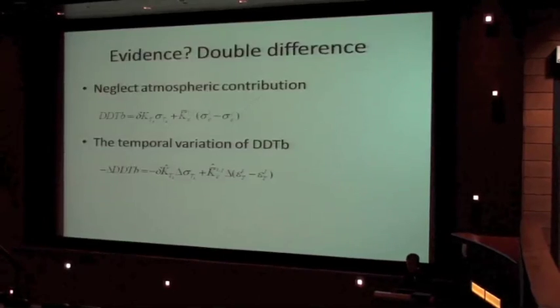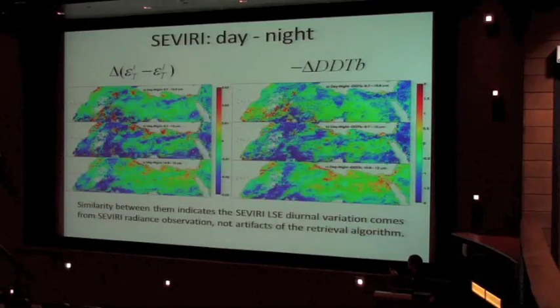So this makes us think if the emissivity diurnal variation is true, we should be able to see that signal in the brightness temperature. So again, we rely on the double difference technique. I cannot go through details here, but the bottom line is if there's emissivity diurnal variation, we should see a similar diurnal variation in the double difference. That's exactly what we see here.